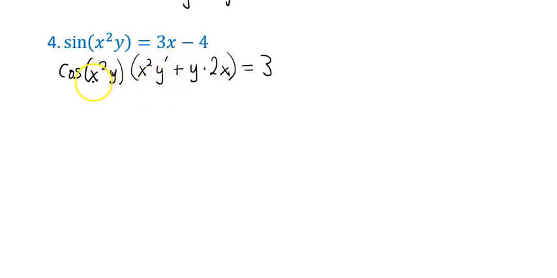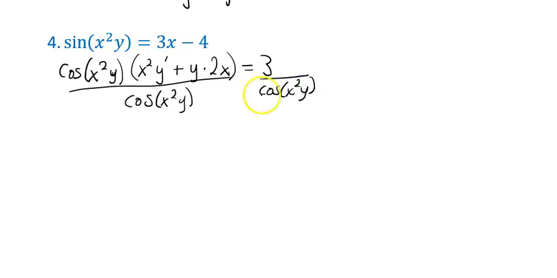This piece that I would be distributing doesn't have y prime, so I'm actually going to go ahead and divide by that because it is multiplied by this other piece. So I'm going to divide by the cosine x squared y piece and cancel it from that side, and that would leave me with the x squared y prime plus 2xy.